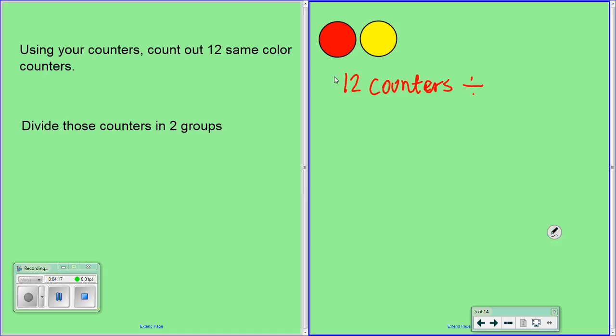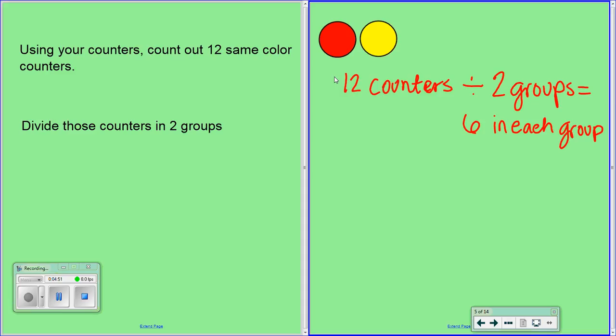Divided into 2 groups gave us 6 in each group. Now some of you might have known, hey, if I'm dividing into 2 groups, that's just splitting it in half. You could do that. That totally works. Some of you have probably used a different strategy, and we're going to find out. Push your counters back together.